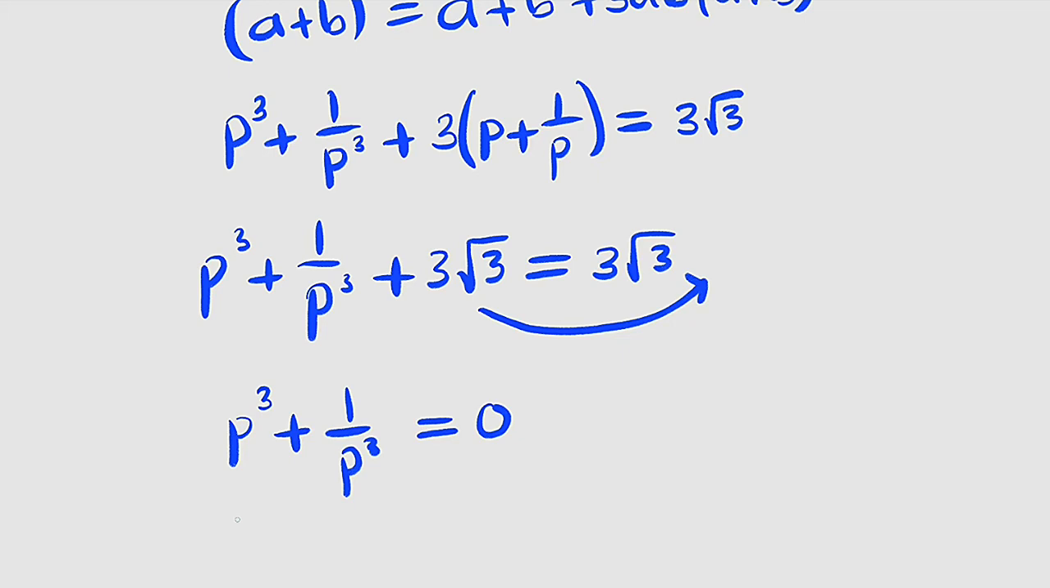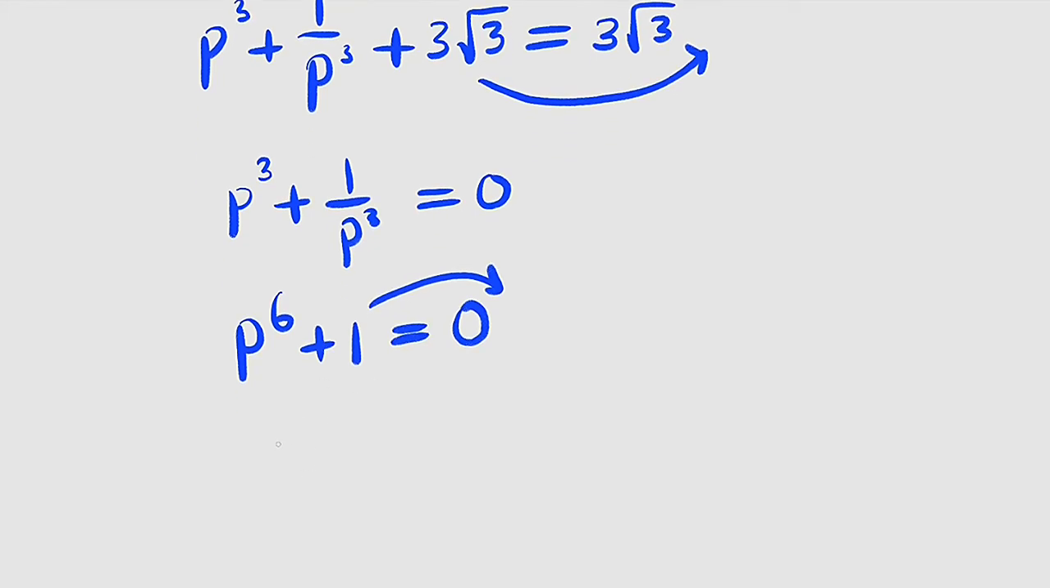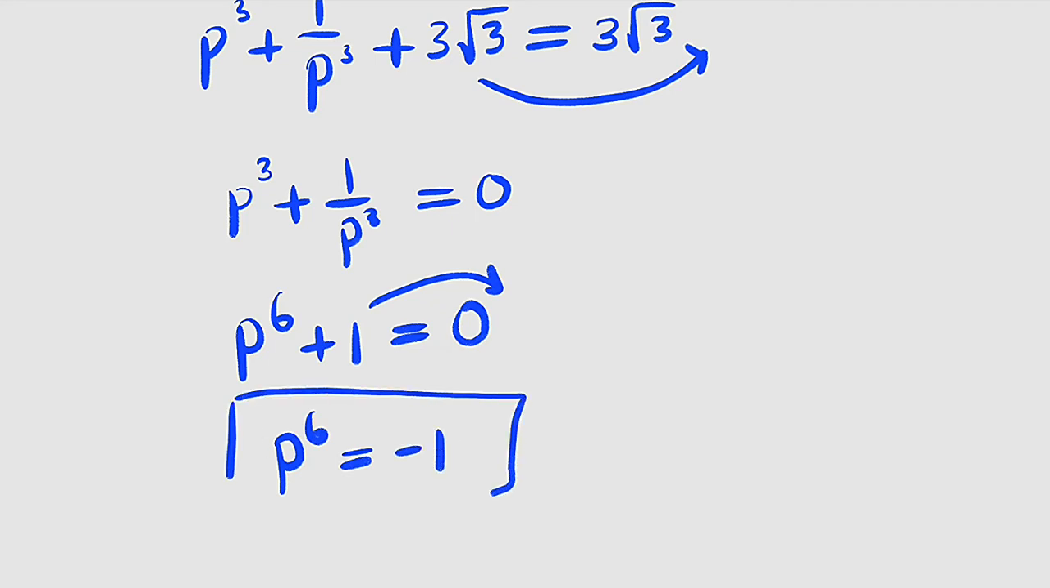So now let us multiply every single term by P to the power of 3, because I want to eliminate this fraction right here. So by doing so, you have P to the power of 3 times P to the power of 3, which is P to the power of 6, plus 1, because P to the power of 3 multiplied by 1 divided by P to the power of 3 is 1. This is equal to what? 0 times P to the power of 3, which is still 0. Take this one to the right hand side, it becomes negative. Therefore, P to the power of 6 is equal to negative 1. Let me close this one, very important.